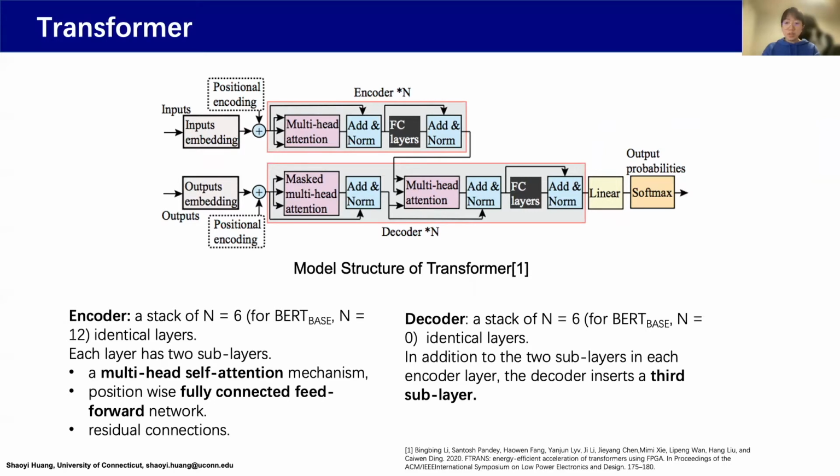For the encoder, it's usually a stack of several identical layers. Each layer has two sublayers. The decoder also consists of several identical layers. Different from the encoder, the decoder inserts a third sublayer. Both the encoder and decoder contain multi-head attention, position-wise fully connected feed-forward network, and residual connections.